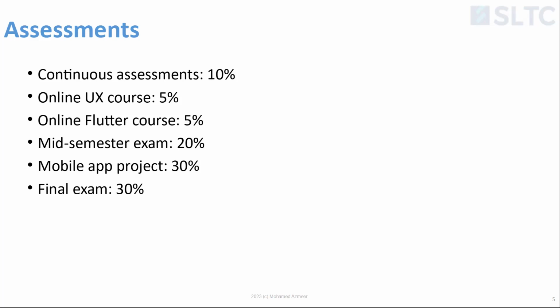Then we have a midterm semester exam, which will give you 20%. The final marking is divided into 2 pieces. One is a mobile app that you will be developing, and then your final exam. So this is how the marking is distributed. As you can see, it's very difficult to fail this subject.